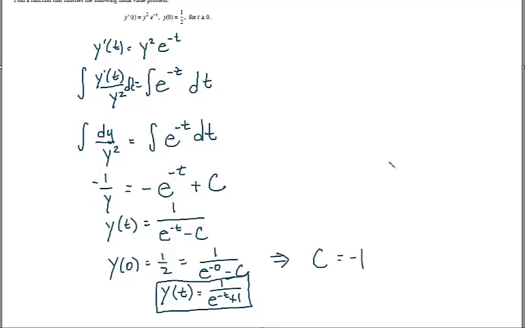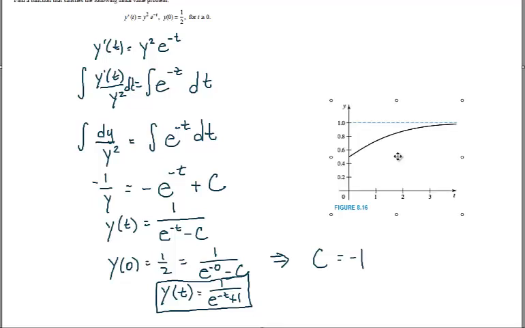Now if I want to see that as a graph, there she sits. Notice that this is my y of t, and the slope of this line would then be y squared e to the minus t at any time t. And note that when t is 0, then you will get 1/2, which was what we wanted. Alright, let's go to the next one.